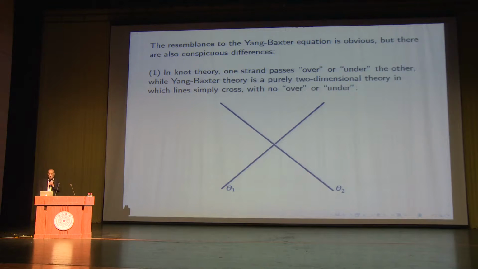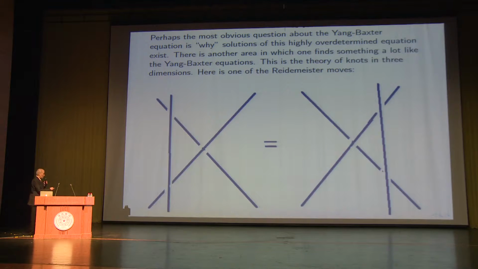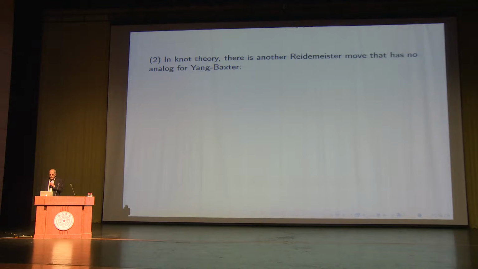First, in knot theory, one strand passes over or under the other, and that was important in this picture here. In the picture, I specified which one draws above the other by not breaking it. Or let's say here, where you can see better, not breaking it. This one goes underneath. But in Yang-Baxter, the two lines just cross in the plane, and there's no notion of under or over. Also, in knot theory, there's another Reidemeister move that has no analog for Yang-Baxter.